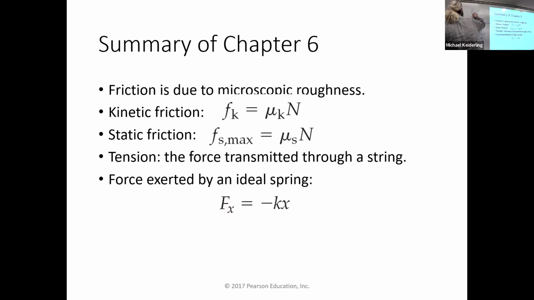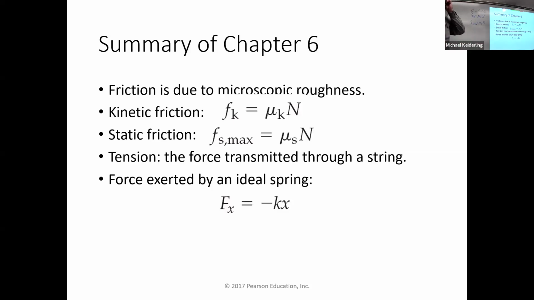Let's see. Friction kinetic. I will just erase the in here. It is mu kinetic times the normal force. For static friction, the maximum for static is mu static times the normal force. Kinetic friction is opposite the direction of sliding.